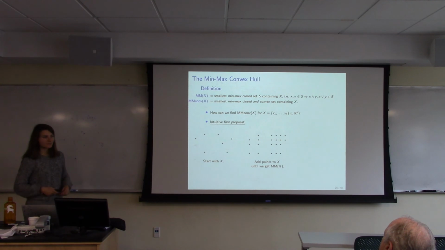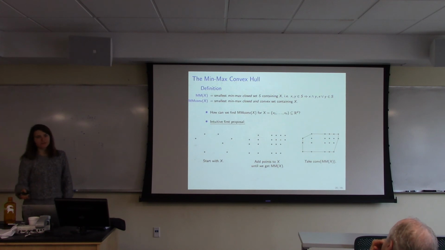Is it unique? Yeah. The MM of x is unique, because if you take the intersection of all min-max closed sets containing x, then you just take it. Okay, and now my idea was to just take the convex hull.